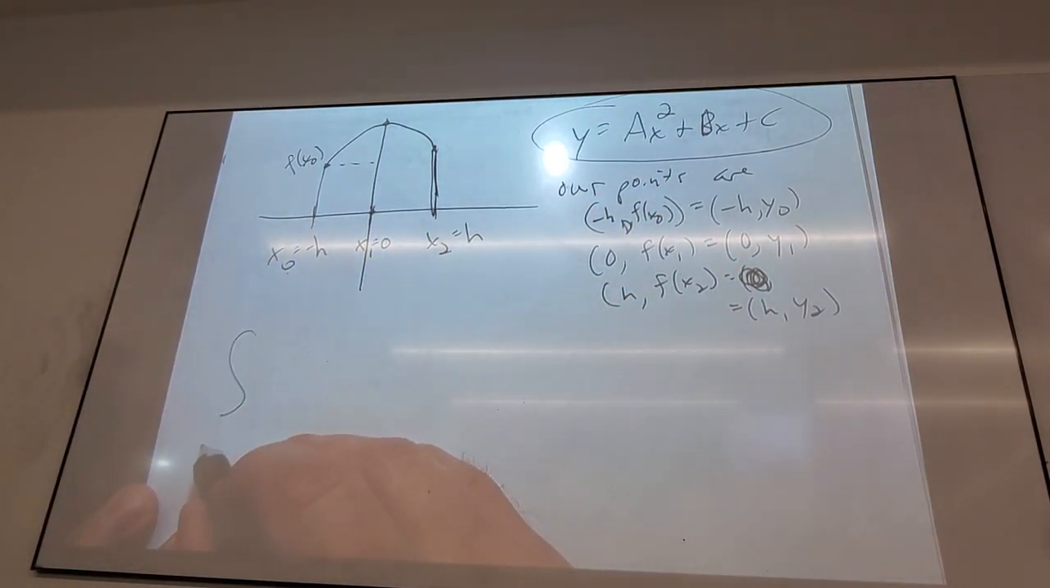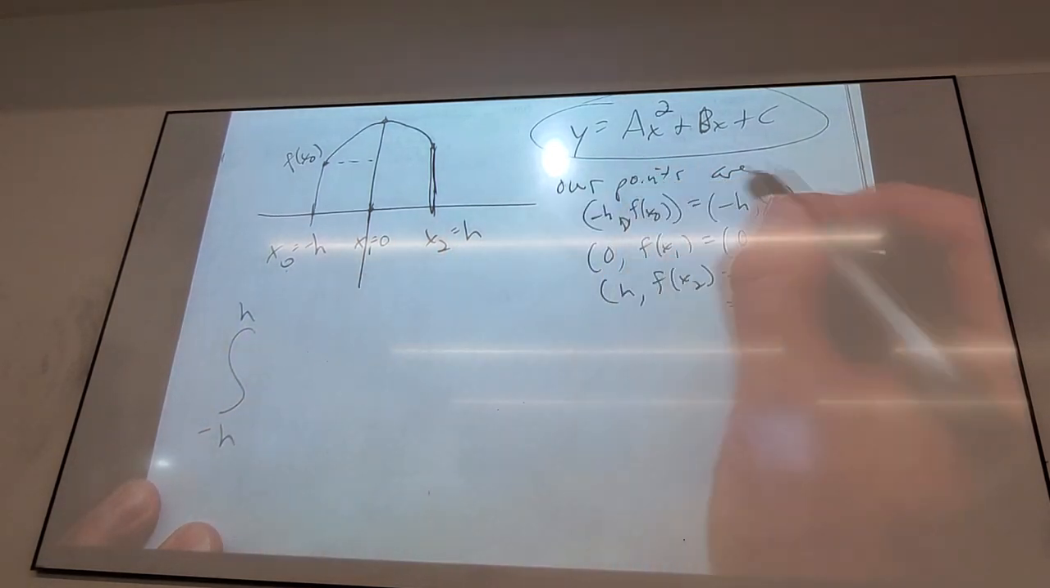Integral from what to what? From negative h to h. Negative h to h of this thing, yes?